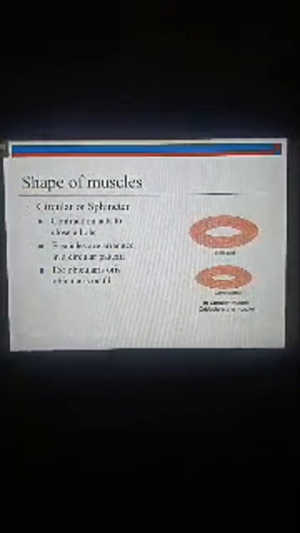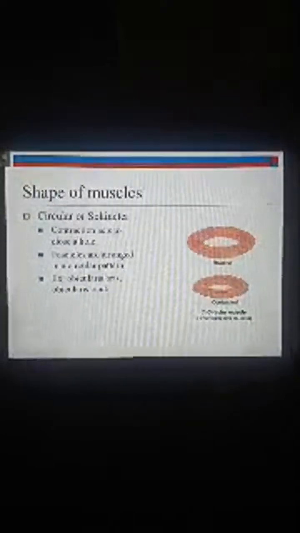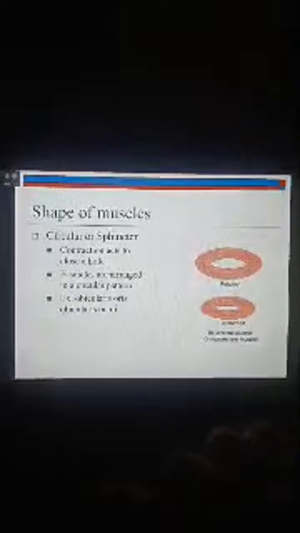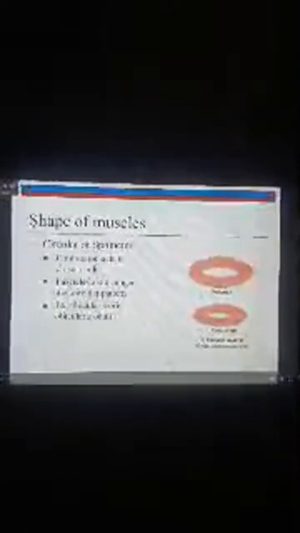A sphincter muscle or circular muscle, the contraction will close a hole. So you're going to have fascicles that are arranged in a circular pattern that are attached with little bitty aponeuroses or just collagen fibers. And when they contract, they pull on each other, closing that opening.